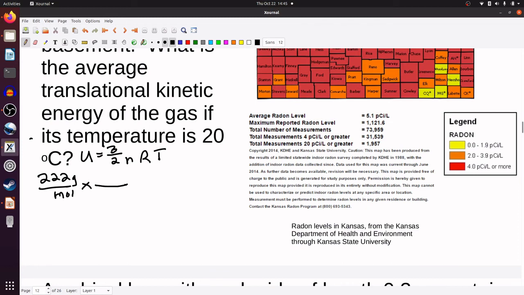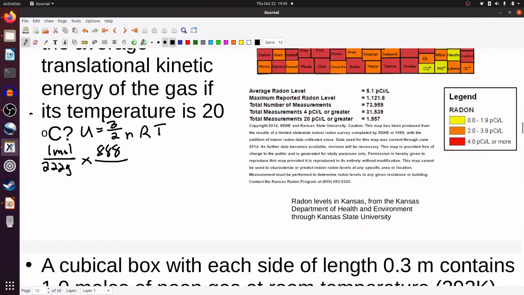I really wrote that backwards, because we want moles. I could do it this way, but it's just going to look messy, so I'm going to rewrite it. So we have 1 mole for every 222 grams of radon, and we have 888 grams of radon. I made it a clean number. I could have done it the other way, but I would have had to invert it at the end. I just felt it would be easier this way. So let's say you have 4 moles of radon in your basement.